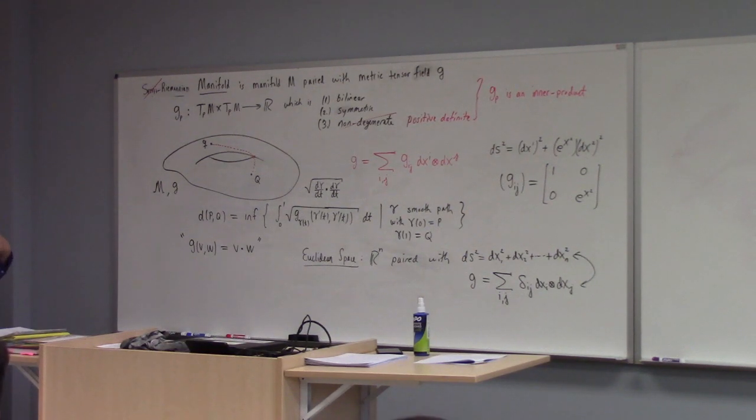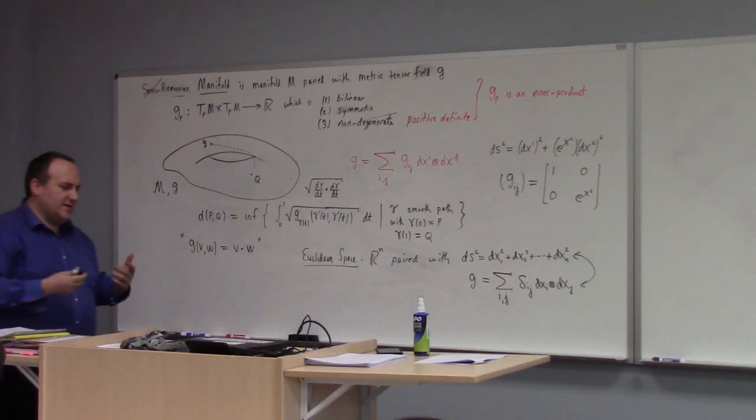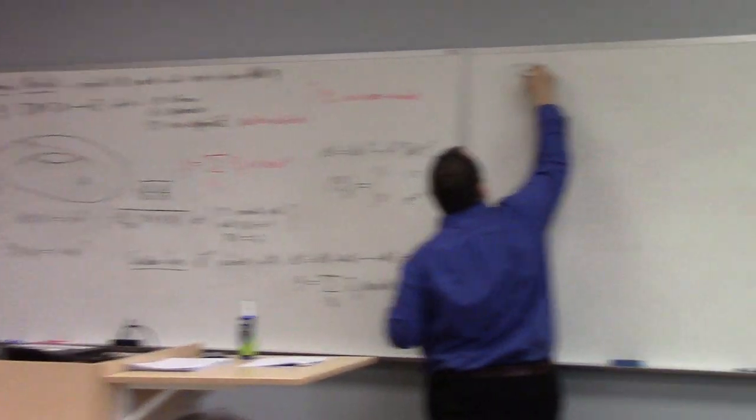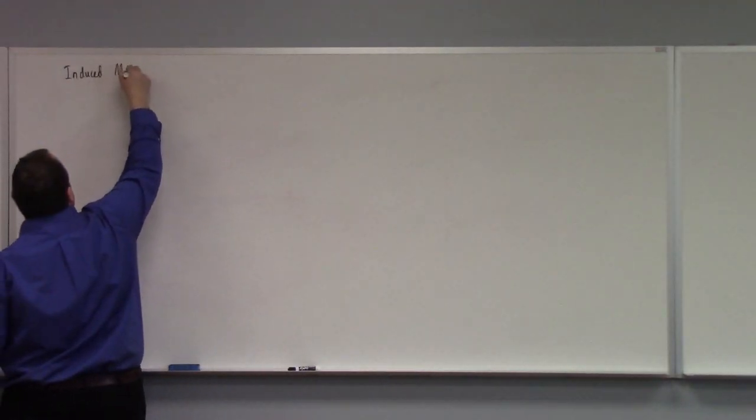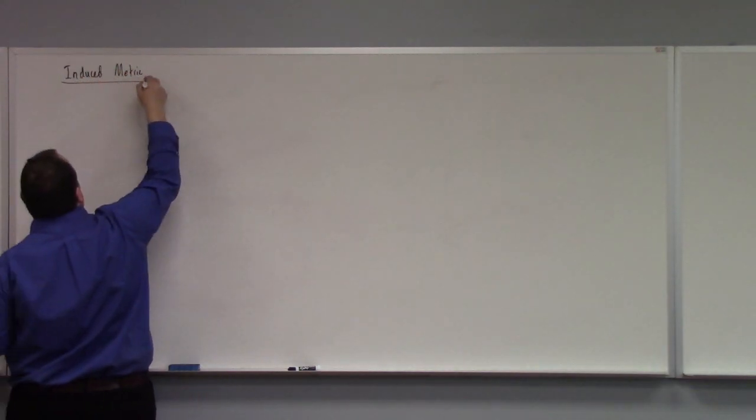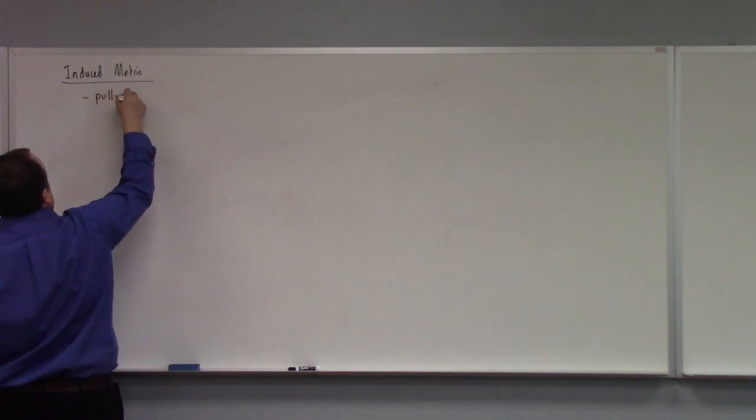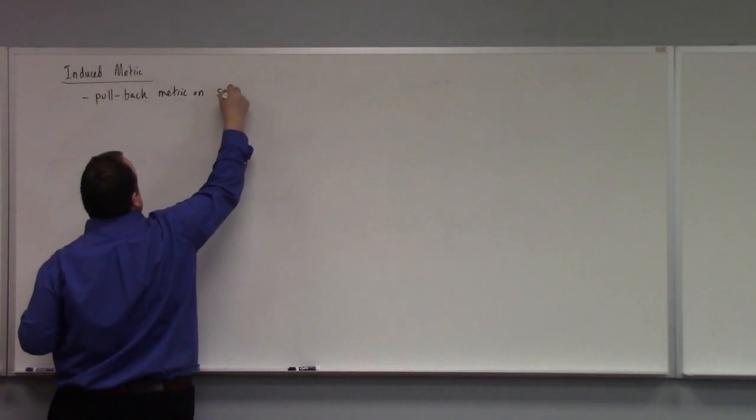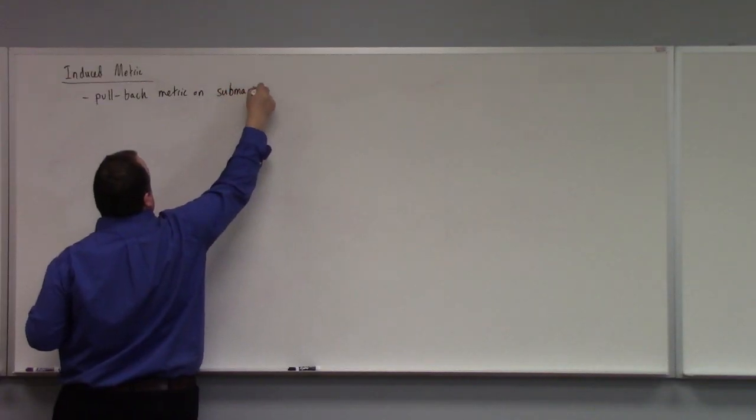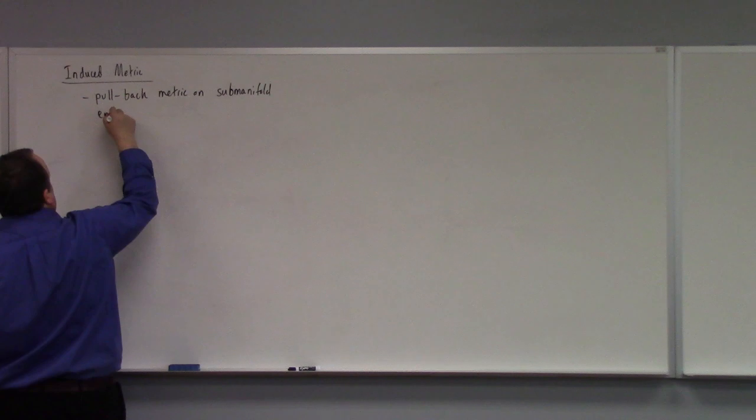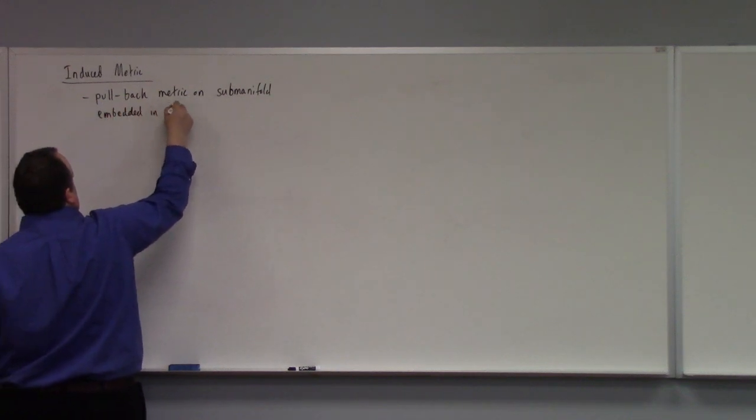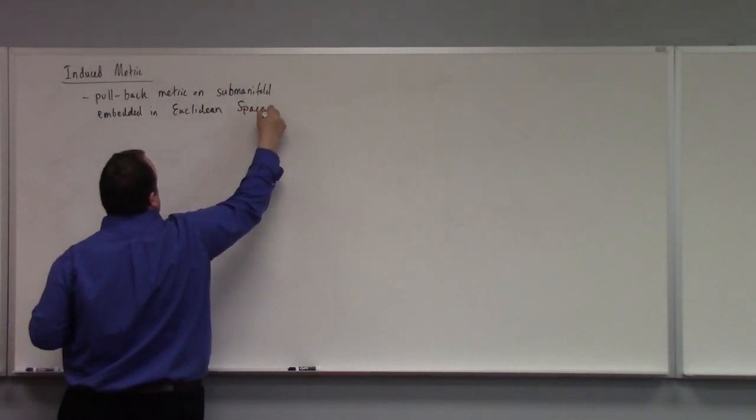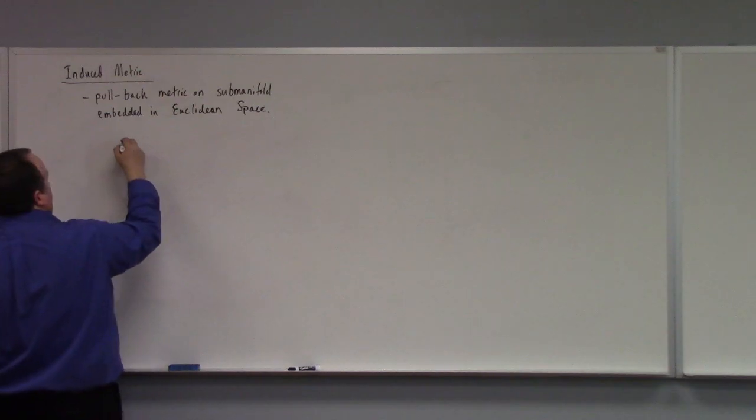However, there's a sort of natural induced geometry. Let's talk about the induced metric for a bit. So basically, this is the pullback metric on a submanifold embedded in Euclidean space. All right. So let's talk about R3 for a bit.